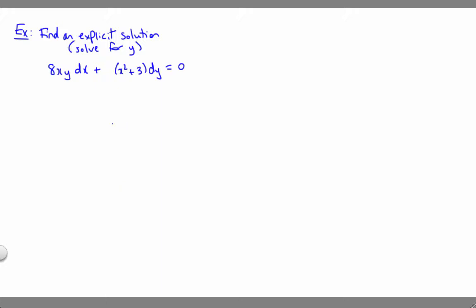Let's try another example of separation of variables. We're going to find an explicit solution, meaning we're going to solve for y at the end of the problem. And here's our differential equation.